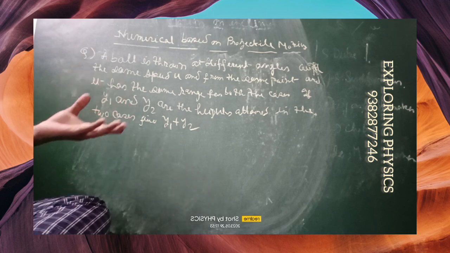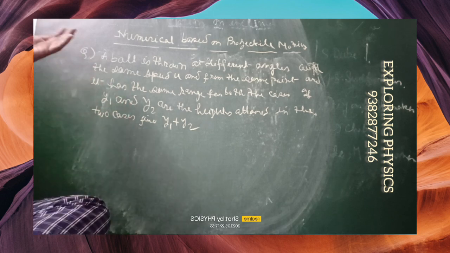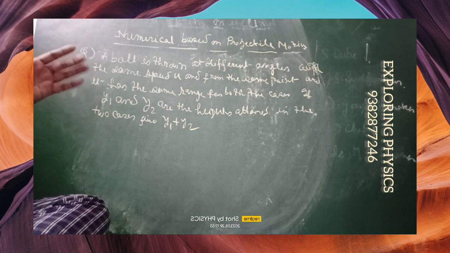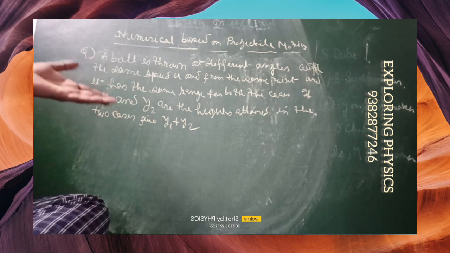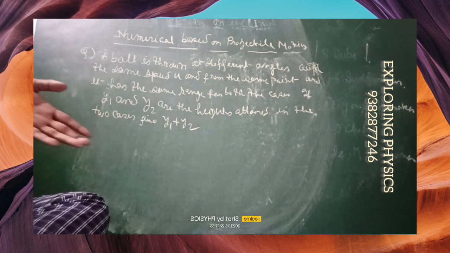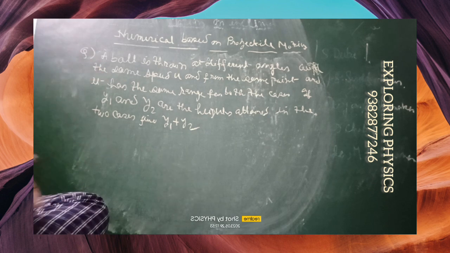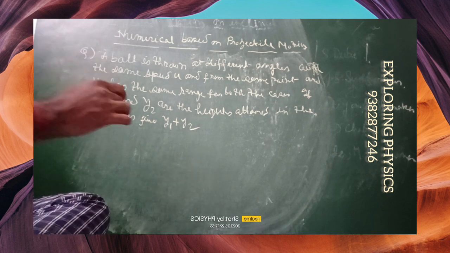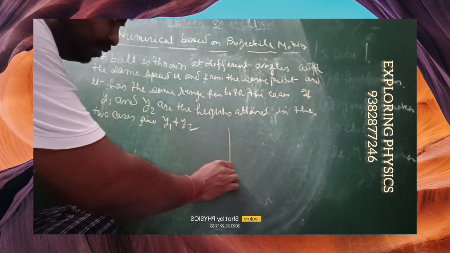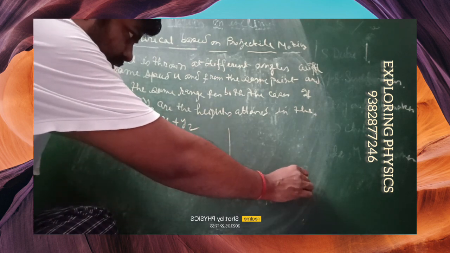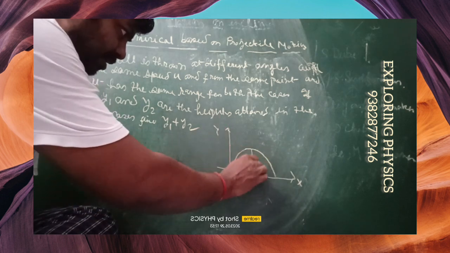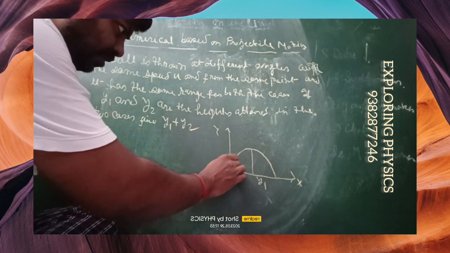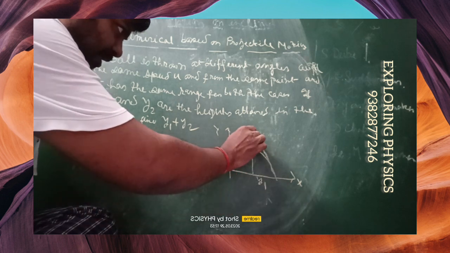Now this numerical reflects the same concept of the previous one. Here the range is same and the velocity of projection is u, and the heights differ from each other, that is y1 and y2, and the angles are complementary to each other. If we draw this, what we'll get? Two-dimensional motion. This is x, this is y. For the first case, this is y1, and for the second case, that is y2.